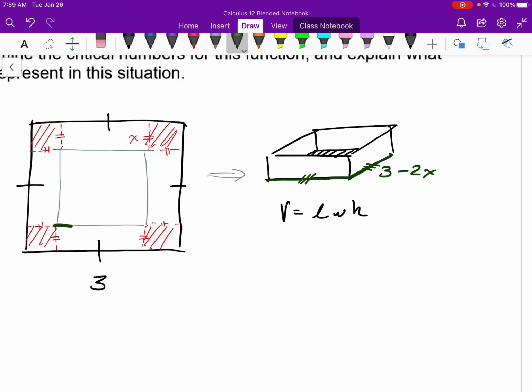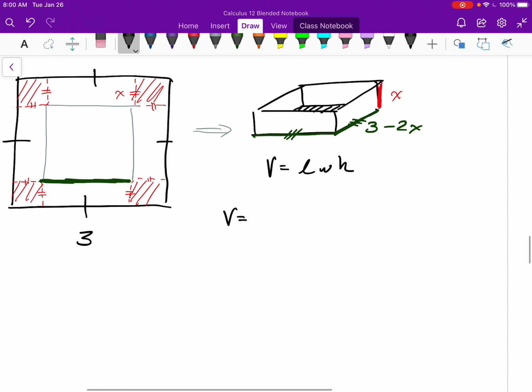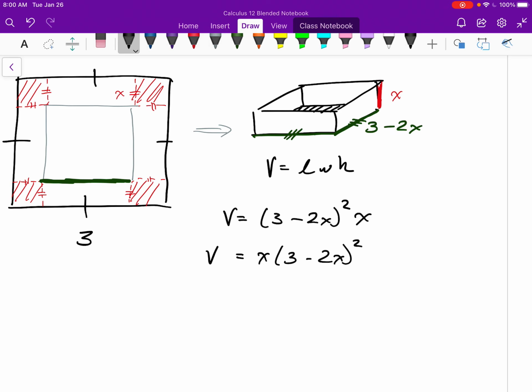Right, that's that distance from here to here. That distance I'm drawing in green is 3 take away those 2 x's. And so I have 2 of those. So 3 minus 2x times 3 minus 2x times the height. And the height of this is the exact same as x. And so therefore the volume of this function is 3 minus 2x squared times x. Or I'll put the x first. All right, there's the volume of my function.